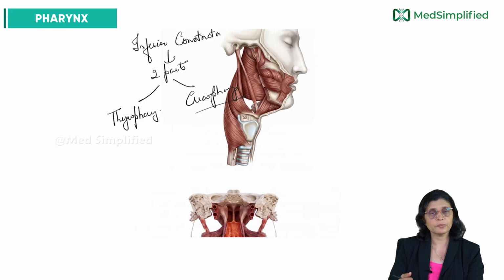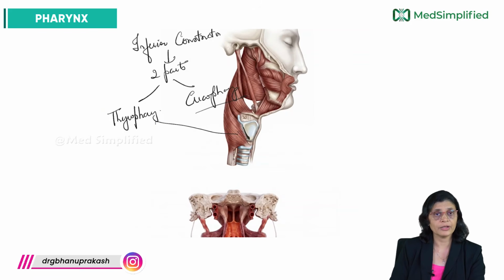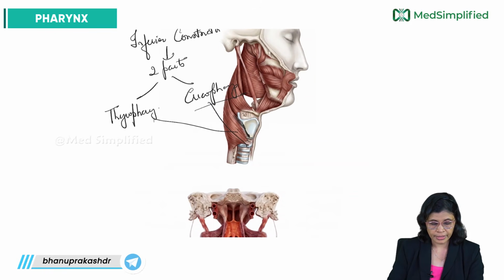So the thyropharyngeus part has the origin from here. This is the thyropharyngeus part, which will have the origin from the oblique line and the inferior horn of the thyroid cartilage. The cricopharyngeus part, as the name says, is arising from the cricoid cartilage. It will be arising from the anterior arch of the cricoid cartilage.